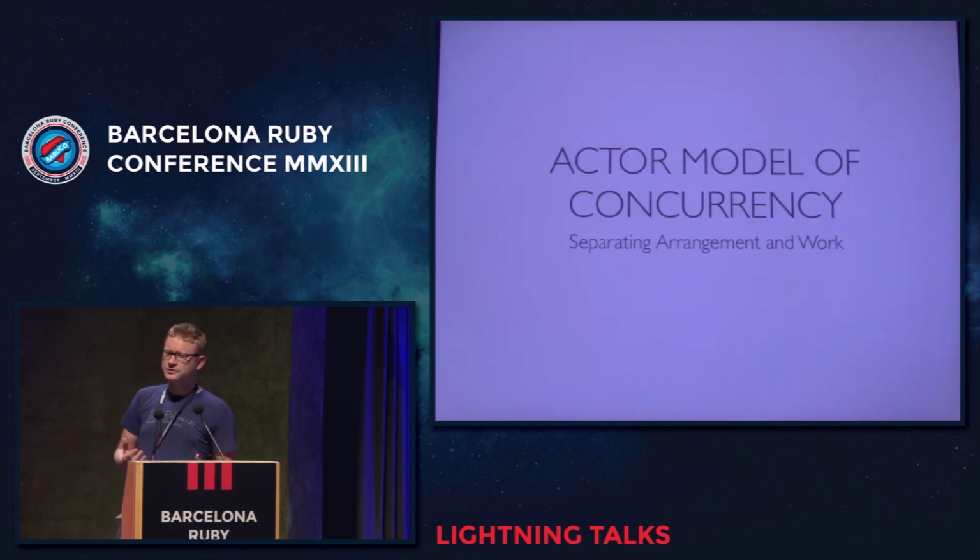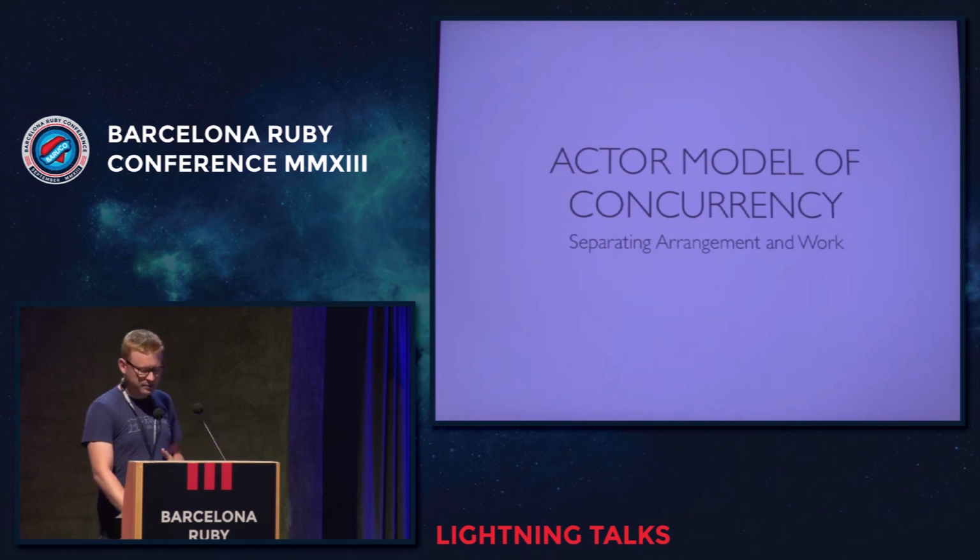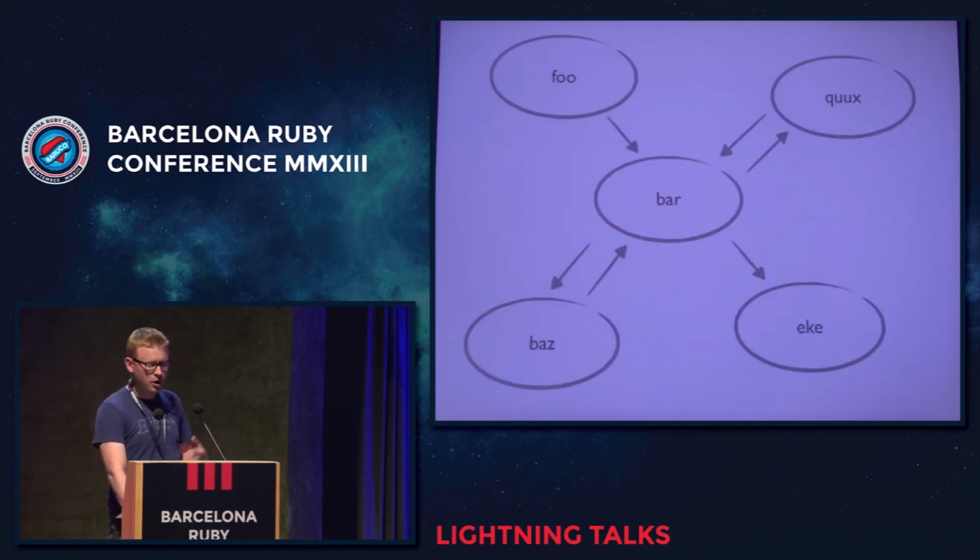A couple of ways of solving this, and a couple of ways that we can make our apps more structured. One is the actor model of concurrency, which I picked up from Gary Bernhardt, which is the concept of separating the arrangement of objects and the work that they do. So we might have objects in our system that look a little bit like this.